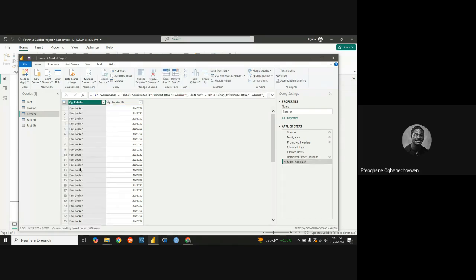So remove duplicates. What happens? I've removed duplicates and applied this step here. But what do you notice? Are there unique values here? Are they?